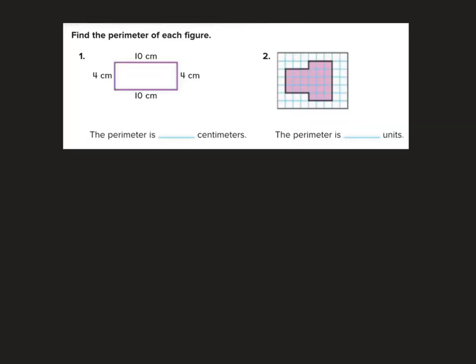So here we go. Find the perimeter of each figure. Okay, we've got 2 10s, that's going to make 20, and 2 4s, which is going to be 8. So our perimeter is 28 centimeters. Perimeter here is, let's make sure we're getting all of our edges here.